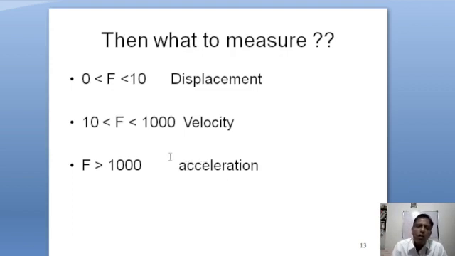Whenever the rotational speed is low, it is recommended to measure the vibration in terms of displacement. When the rotational speed is moderate, it is recommended to measure the vibration in terms of velocity. But for high frequency rotation, it is always recommended to measure the vibration in terms of acceleration. We will see these terms in great detail in the coming lectures.